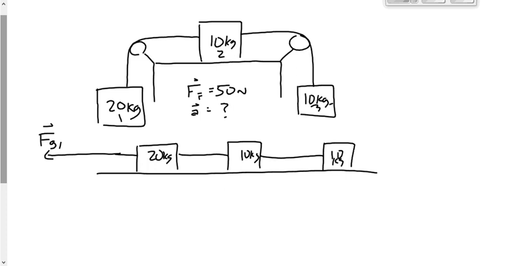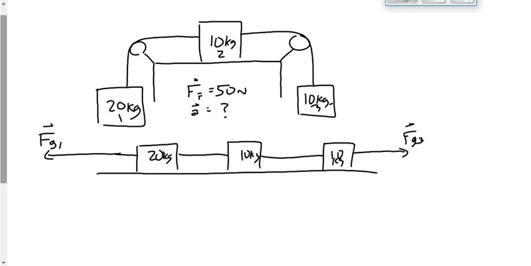Now, on the second 10 kilogram object, this is object number 3, we've got a force of gravity acting this way. I'm going to call this FG3. It's acting to the right. It's really acting down, but I'm drawing it as if it's acting to the right because that's going to help me understand the signs, the positives and negatives here.